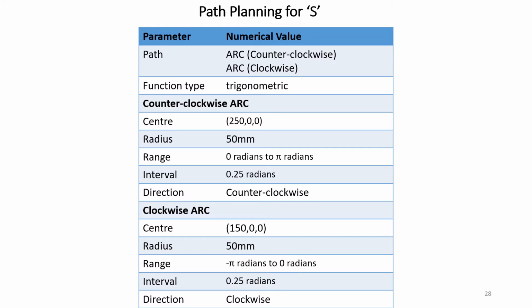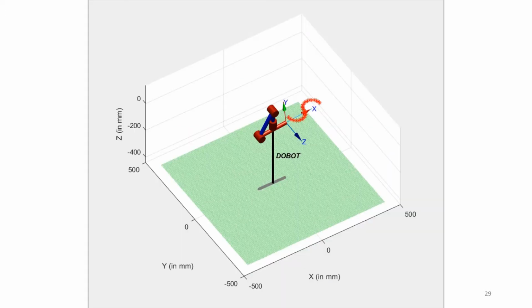The S path was also plotted. It comprises of two arcs. The top arc extends from 0 radians to pi radians in counterclockwise direction. The bottom arc extends from minus pi radians to 0 radians in clockwise direction. Simulation of the manipulator executing S path is shown.